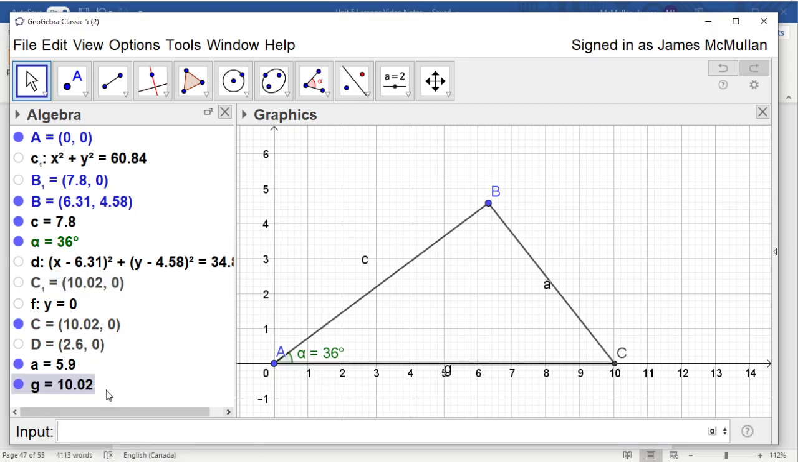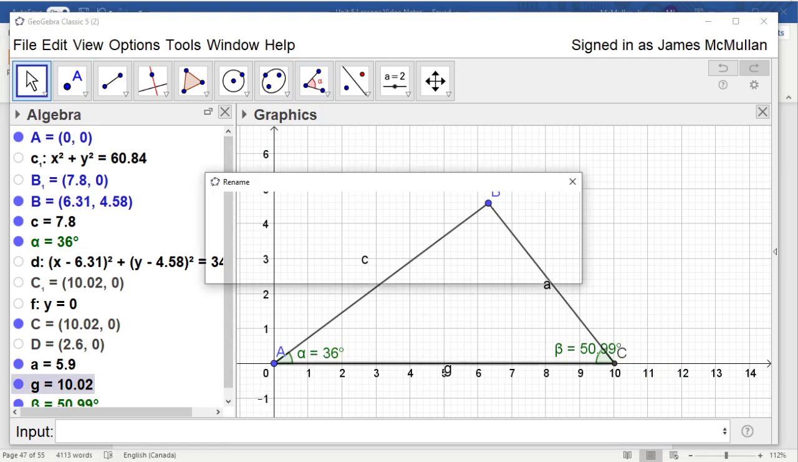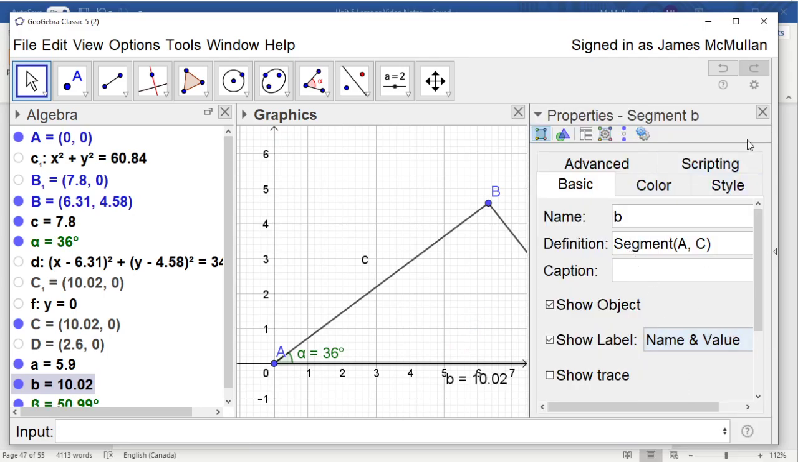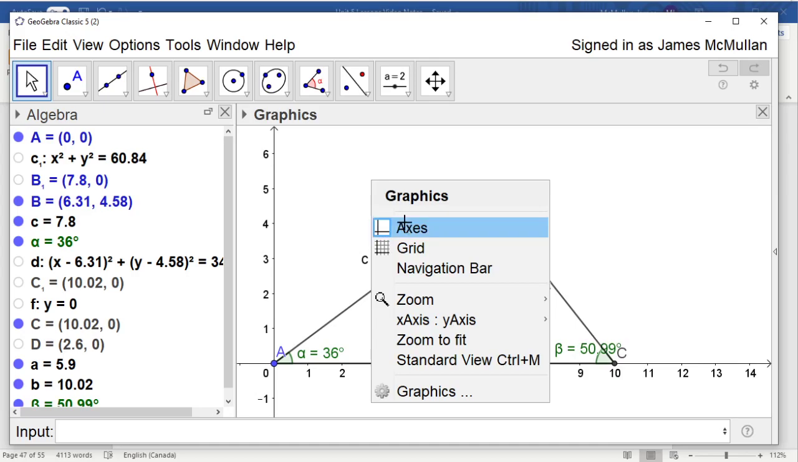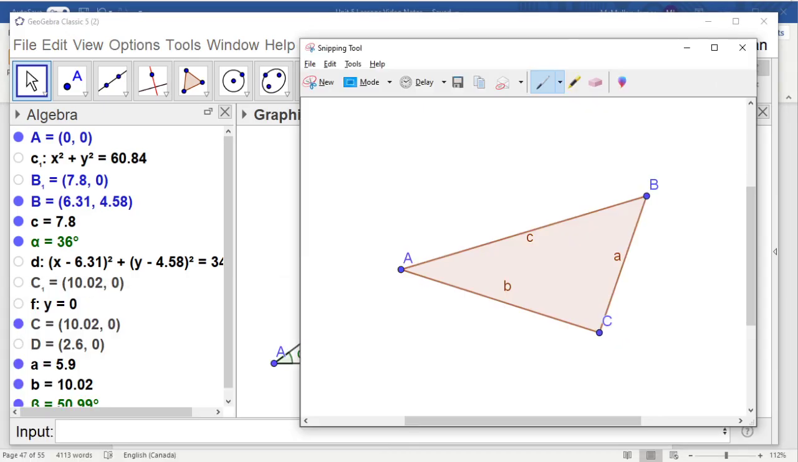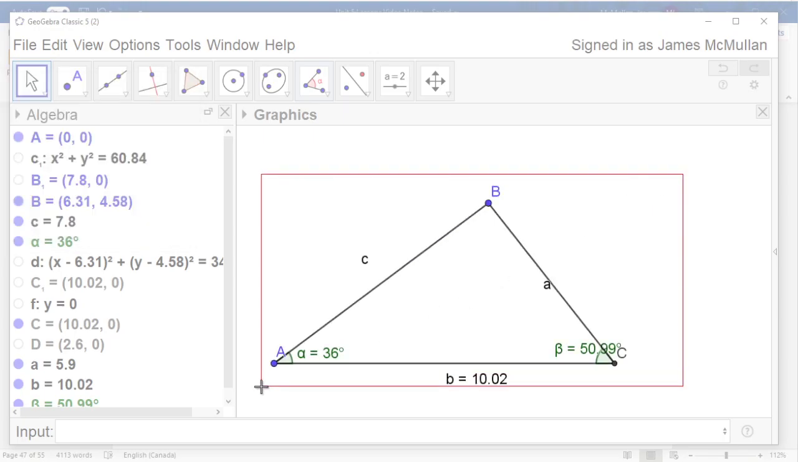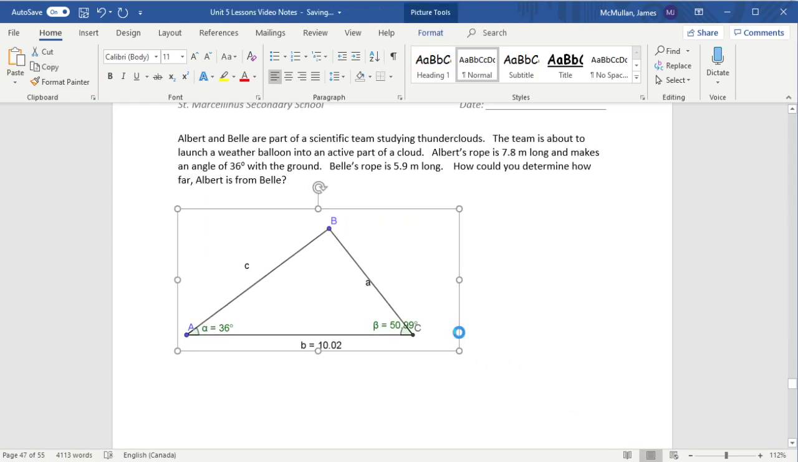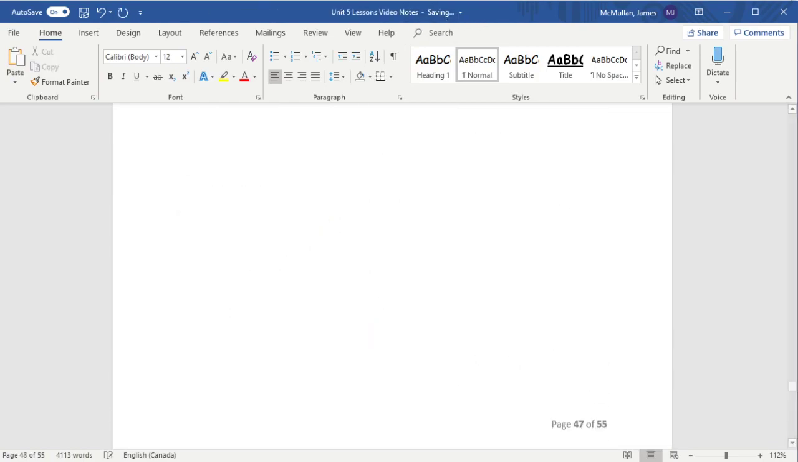And it seems they are 10.02 meters apart. Again, you could measure that angle is 51 degrees. We know how far apart they are down here. Okay, so not too bad, just doing something like that. So that's kind of what the diagram looks like. Now let's see how you would solve this without the use of the computer.